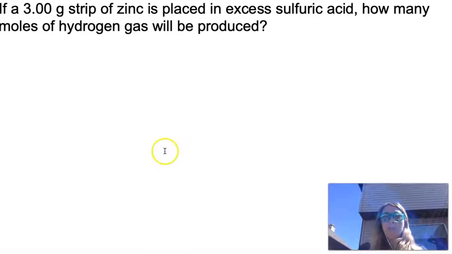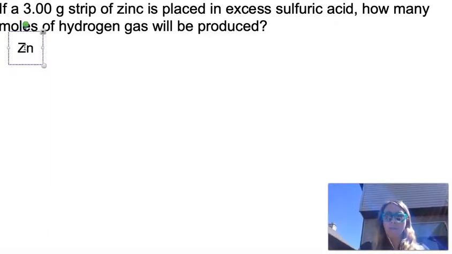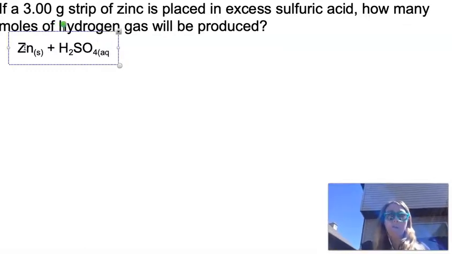Okay, so here's another example. This one's a little different. So it says, if a 3-gram strip of zinc is placed in excess sulfuric acid, how many moles of hydrogen gas will be produced? So step 1, write my balanced equation. So we have zinc, right? It's an element, so just Zn solid. It's being placed into sulfuric acid, which is H2SO4, which is going to be aqueous.